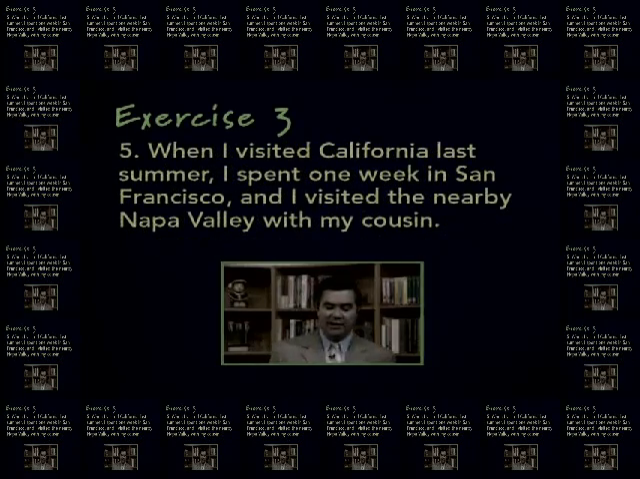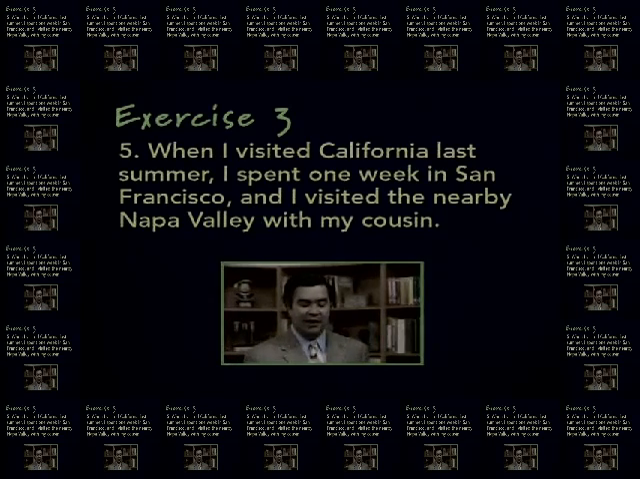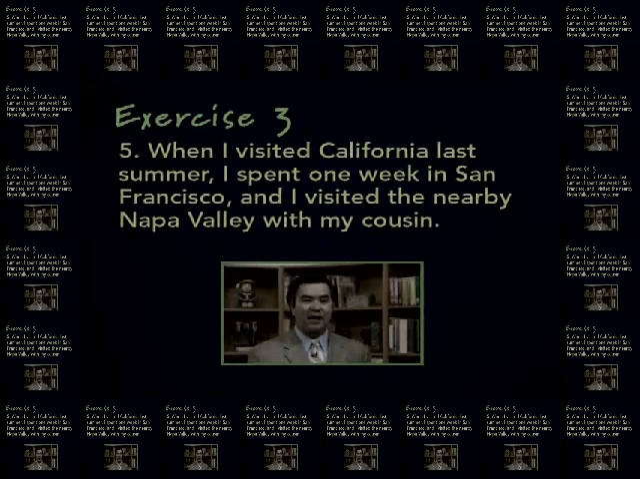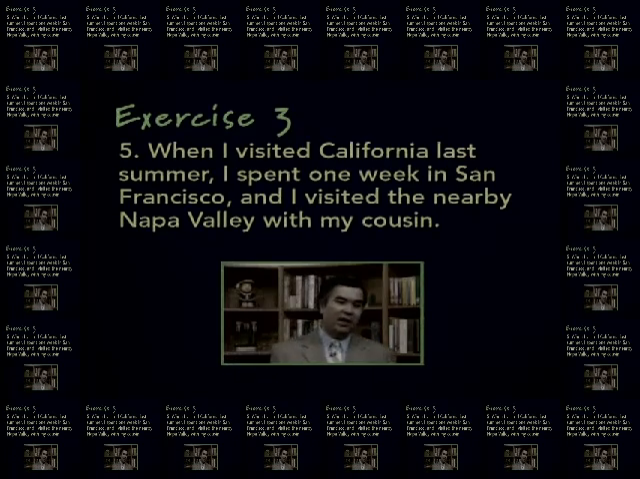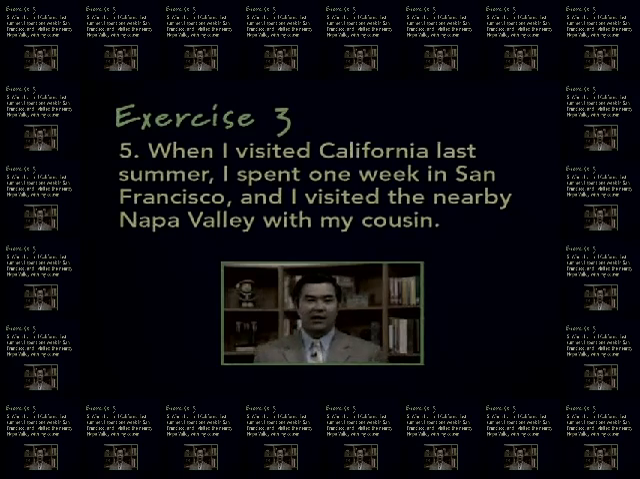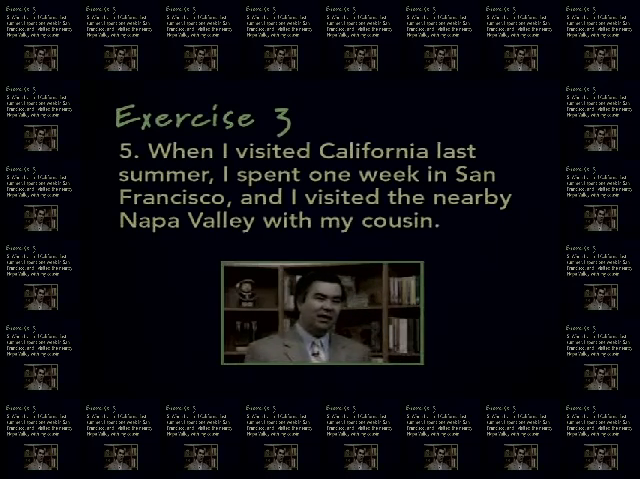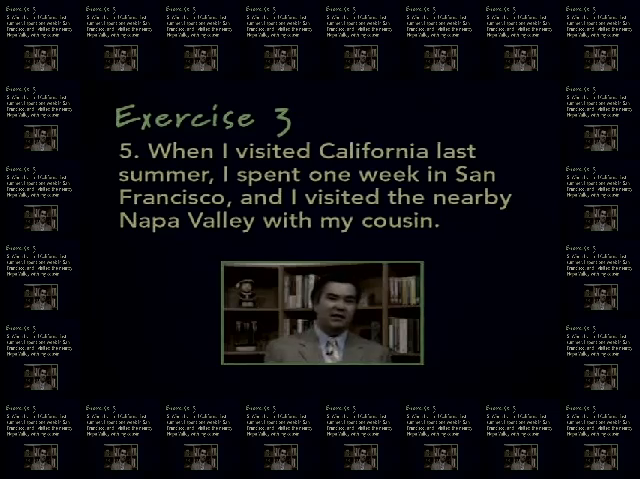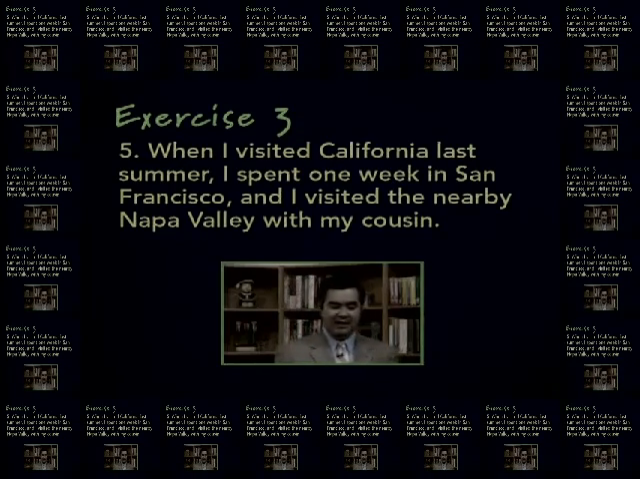Our last sentence reads, when I visited California last summer, I spent 1 week in San Francisco, and I visited the nearby Napa Valley with my cousin. Here we have three clauses. The first one, when I visited California last summer, is a subordinate clause. Perhaps you can tell that it can't stand alone as a sentence. It leaves us wondering what happened. When I visited California last summer. It sounds incomplete, and it is. It is a subordinate clause and can't stand alone as a sentence.